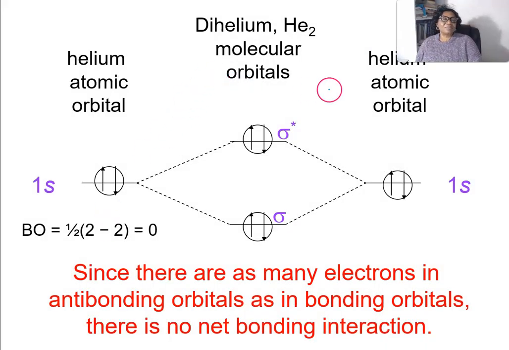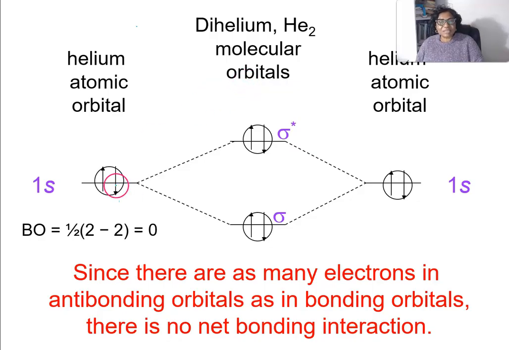Let's look at helium. These are helium atoms. One helium atom has 2 electrons in its 1s orbital. This is the other helium atom on this side. And when they combine, they form a helium molecule. We want to find out whether a helium molecule can really exist. We want to use molecular orbital theory to find out whether the helium molecule exists.